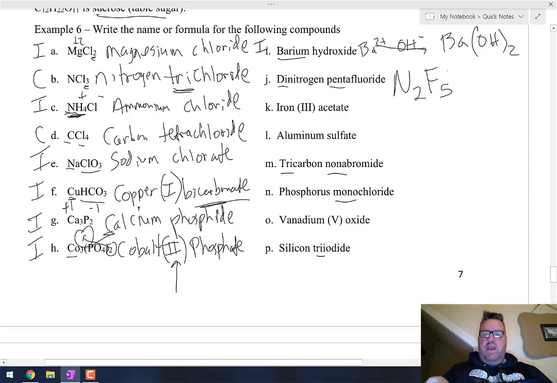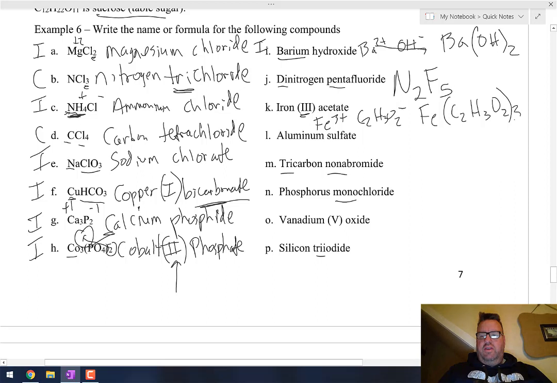Okay, letter K, iron 3 acetate tells you that iron has a +3 charge. And then if I remember acetate, great. If not, I go and look at it in my notes. It's C2H3O2-. And then I take those charges and I switch them. So that's going to be Fe, and then in parentheses, C2H3O2. And then that 3 needs to go outside of it.